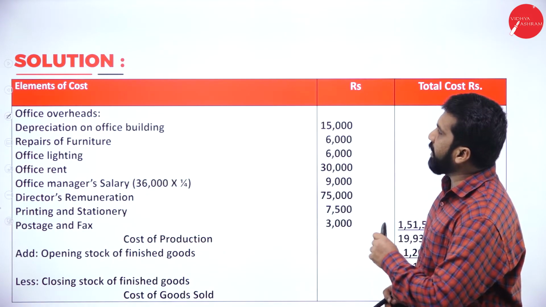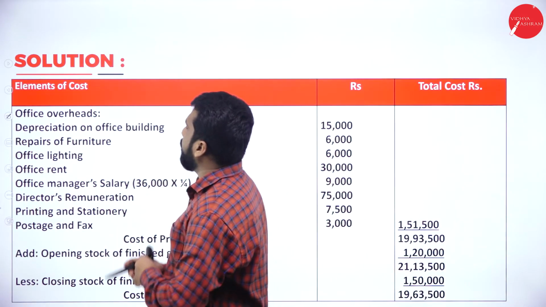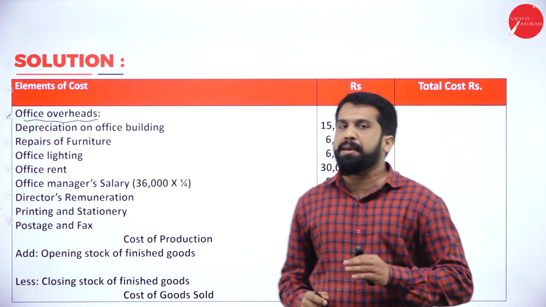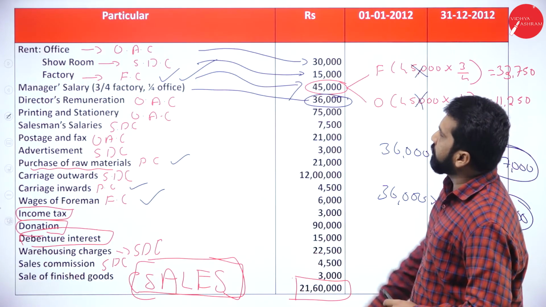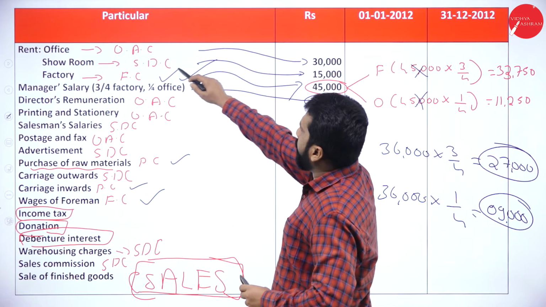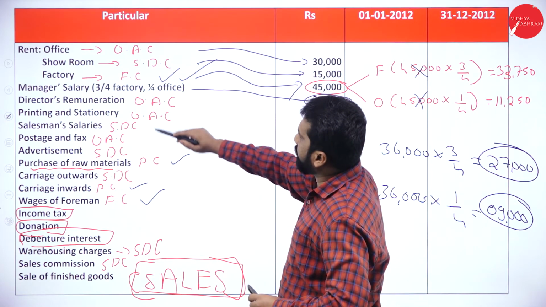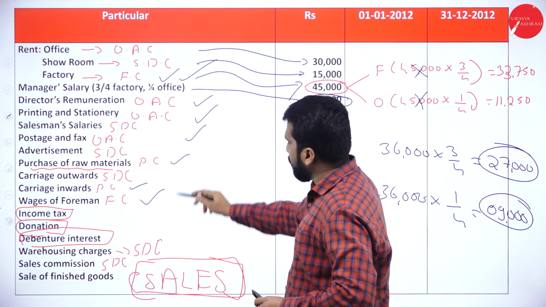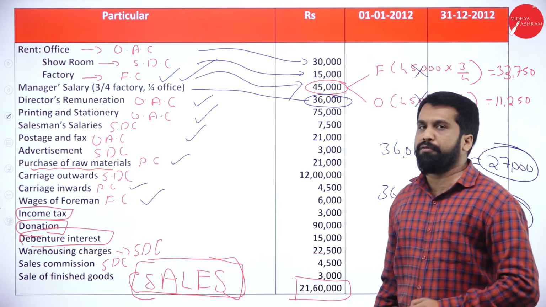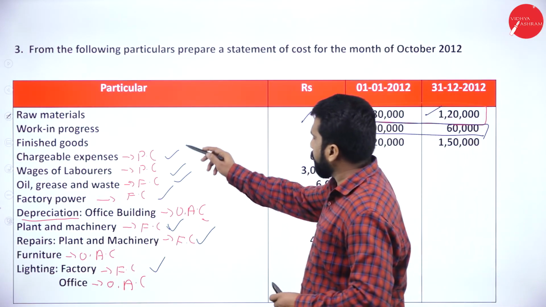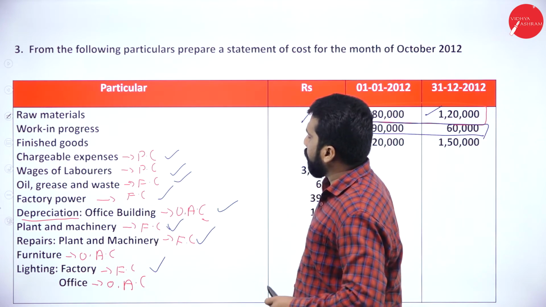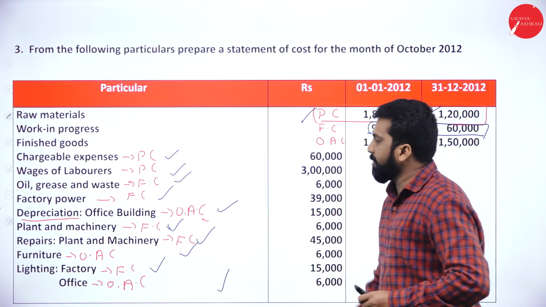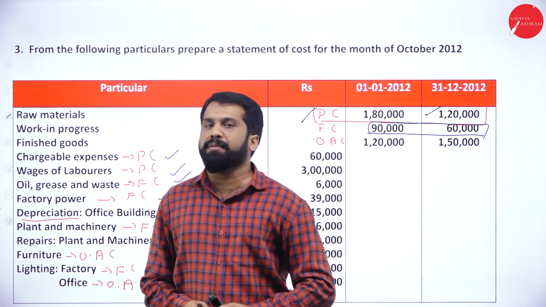Once you're done with that, the last thing is your office overhead. Under office overhead, same thing. I'll go back to your question. In this office, you have rent of 30,000. Is there anything related to office? Yes: director remuneration, printing and stationery, postage. Along with this, you have depreciation on office building, repairs on furniture, and lighting of office. These many things will come under office.